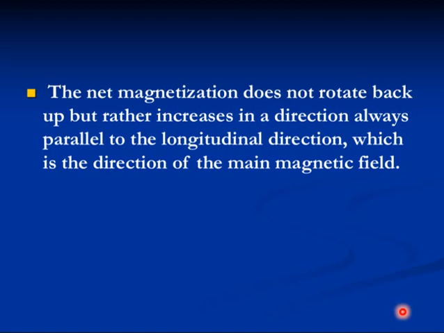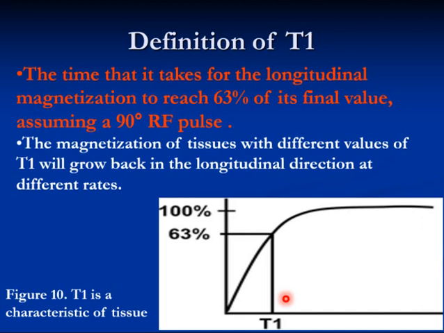So, again, the definition of T1 is the time it takes for the longitudinal magnetization to reach 63% of its final value, assuming a 90 degree pulse. I mean, assuming we gave a 90 degree pulse, not 180, 90. 63% is the T1. Okay? Like this. It will grow back gradually.